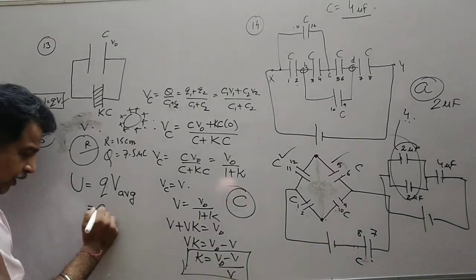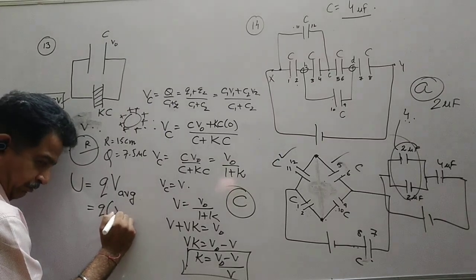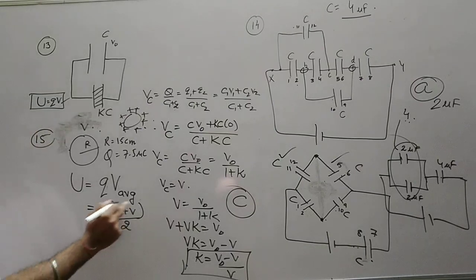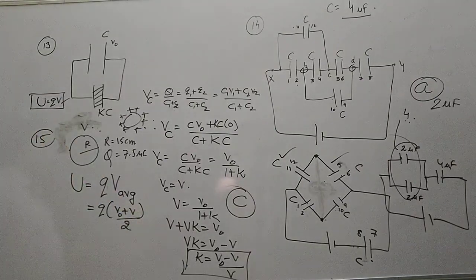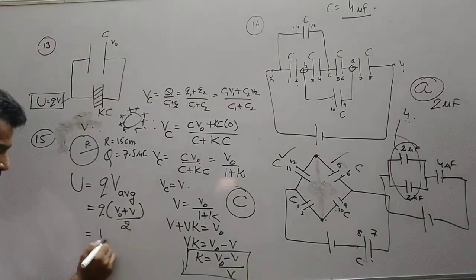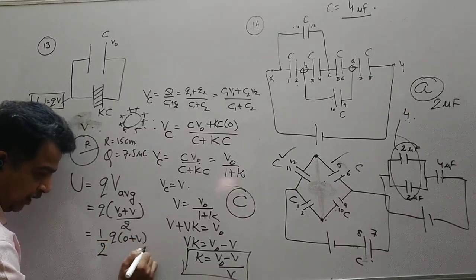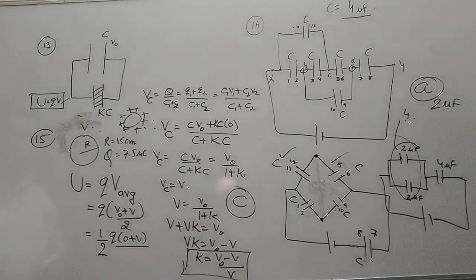So this can be written as Q times (V naught plus V) divided by 2, that is initial plus final divided by 2. So it becomes half Q times (0 plus V) divided by 2.